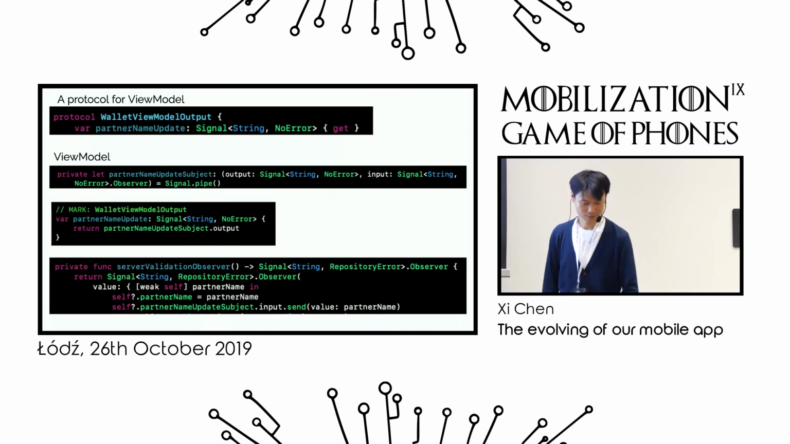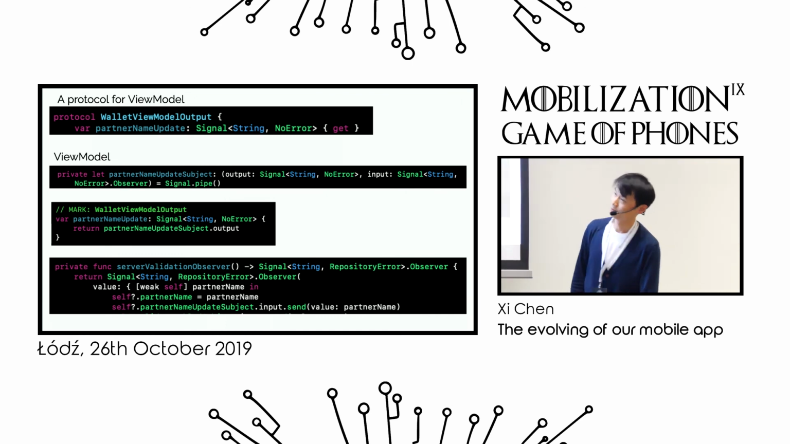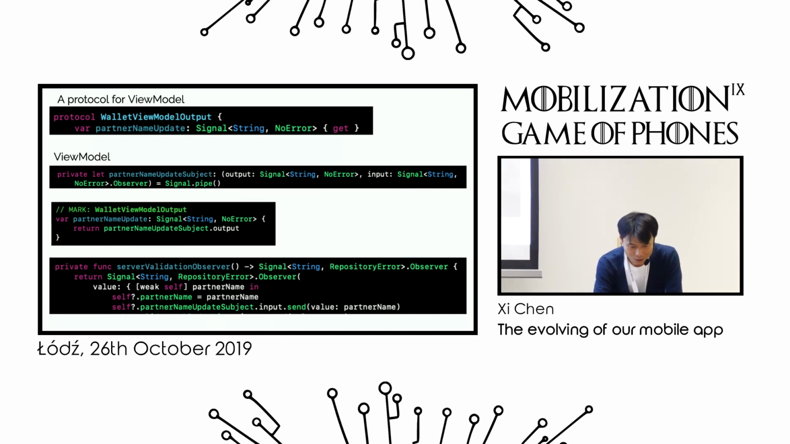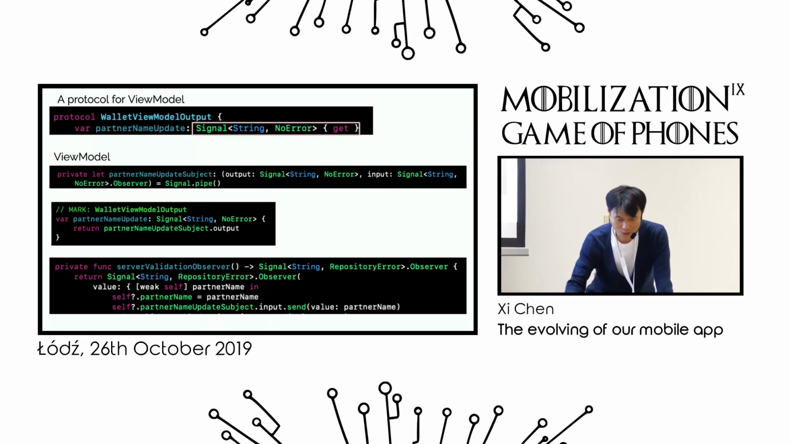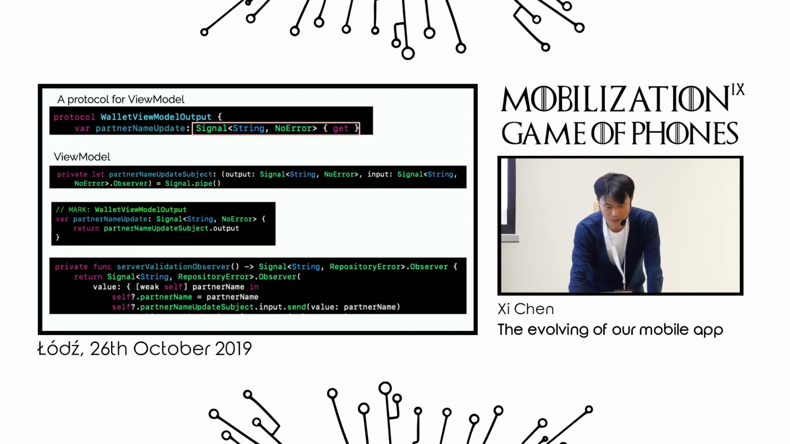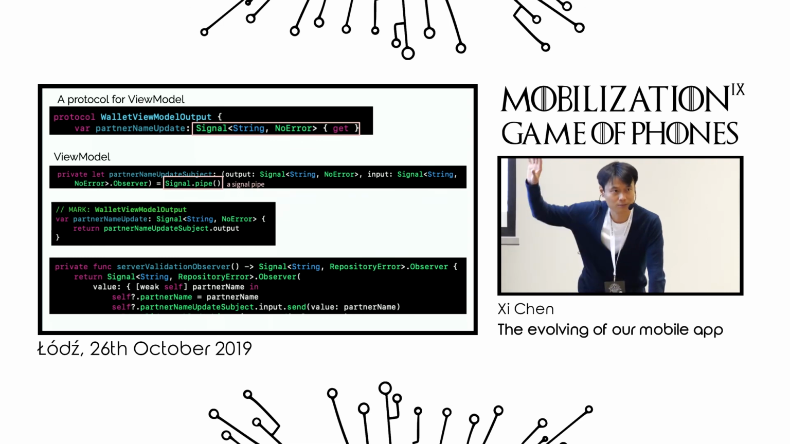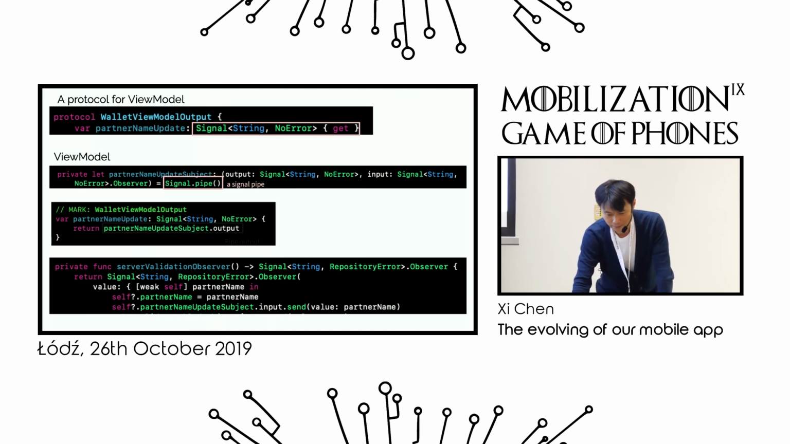So what about from ViewModel to view? How do we pass data up? First, in the protocol, we define the property with this Signal type. Then the signal creates a pipe. So like in the previous slide, there's a pipe created. This is the pipe. Then we need an output of the pipe to notify the observer in the view layer.